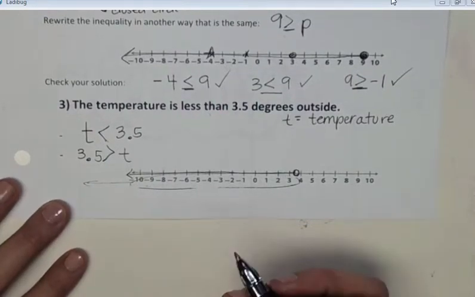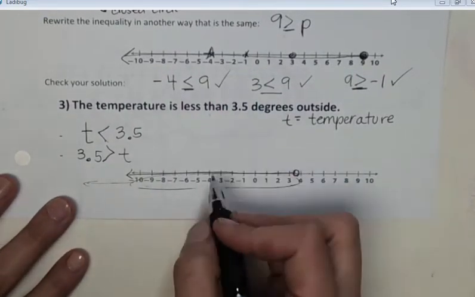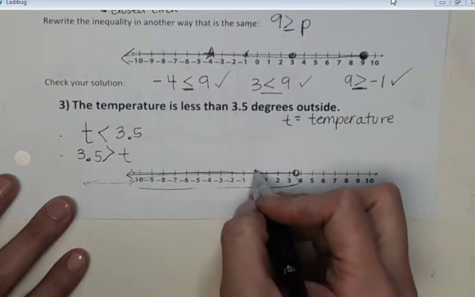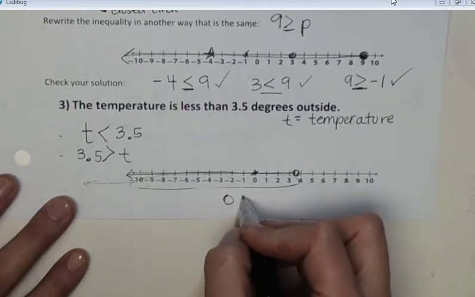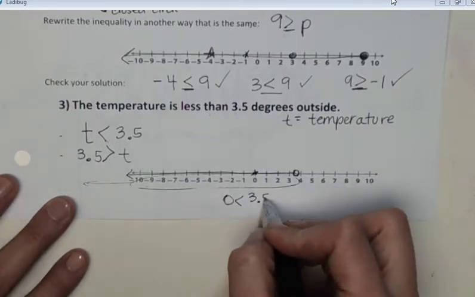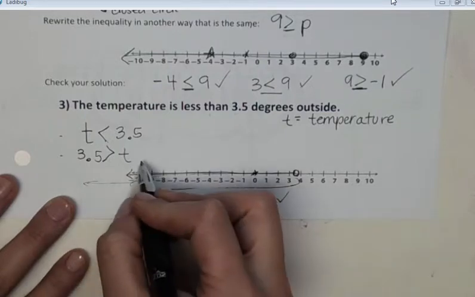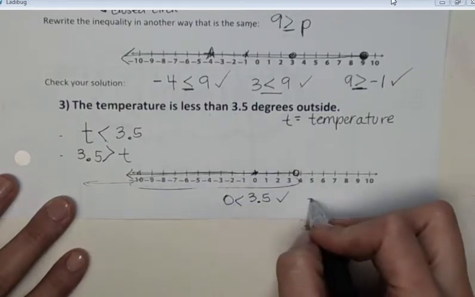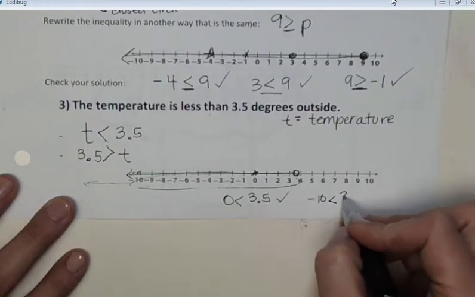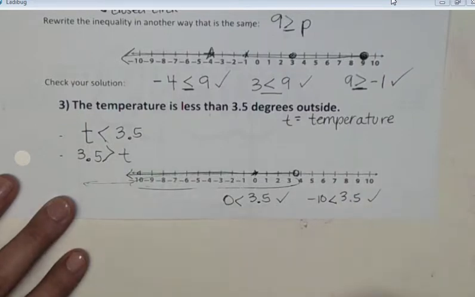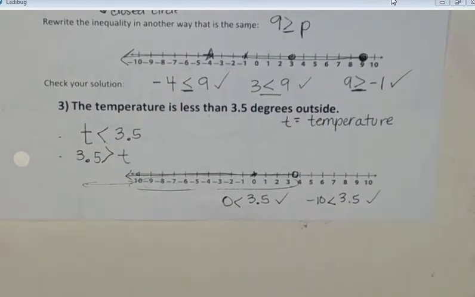So to check my work, let's plug in a number for T. Let's pick 0. Is 0 less than 3.5? Yep, I know I've done it right. Let's pick -10. Is -10 less than 3.5? Yes. Okay. All right. You've been working hard. Now let's apply this knowledge.